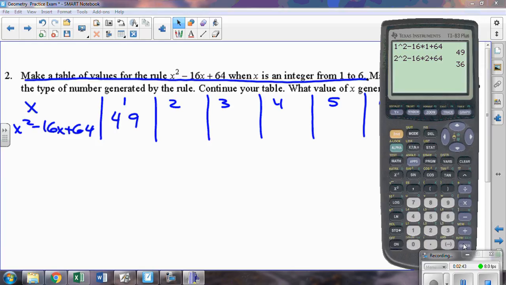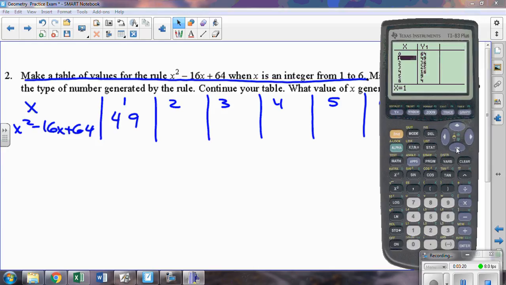We could continue putting this in for 3 and 4 and 5, but we are building a table, and I'd like to remind you that this calculator has a table feature. Right up here in the yellow, you'll see it says table. To access it, we could type in our equation, x squared minus 16 times x plus 64, and then access second and table.